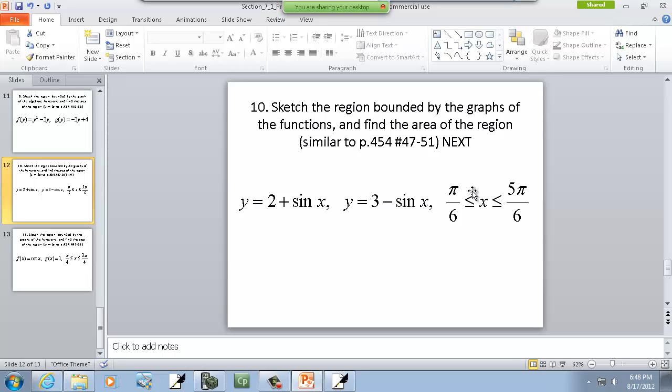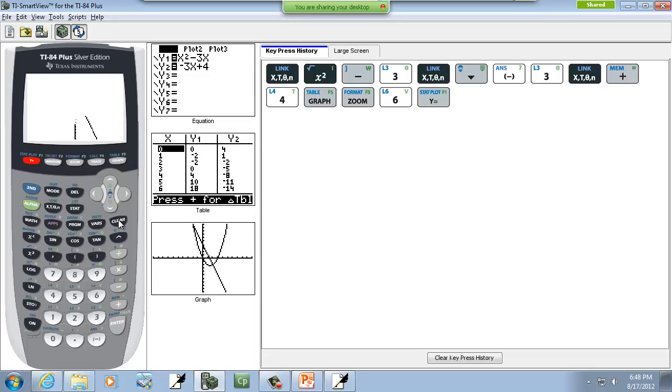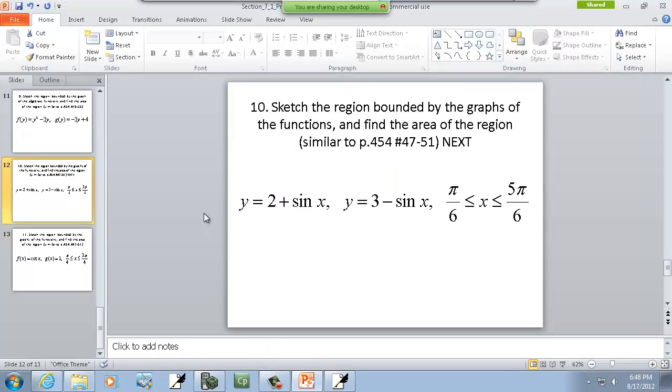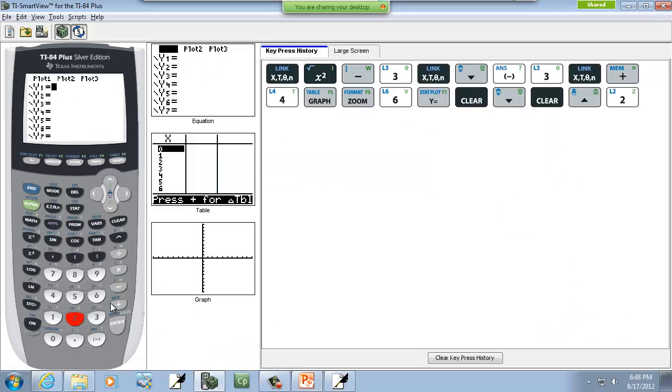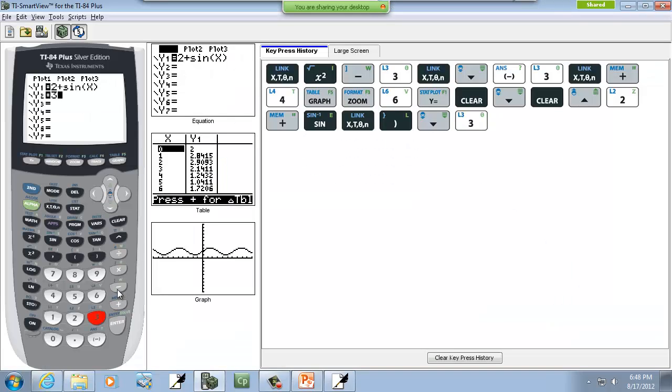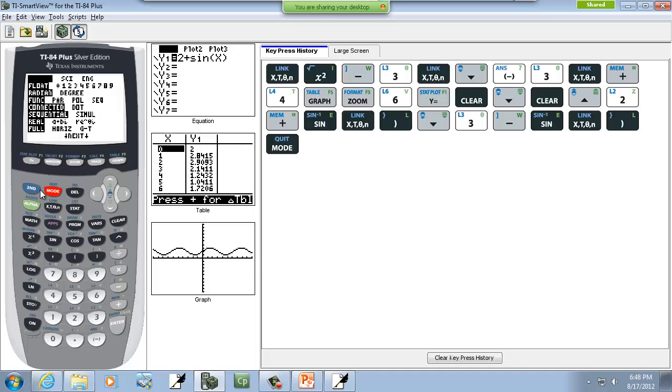So let's graph these. I'll go to y equals, clear, and I'll clear both of those out. And there's 2 plus sine x. So 2 plus sine x. Don't have to have the closing parentheses, but 3 minus sine x. So 3 minus sine x. Now make sure I'm in radians. So I press mode and I'm in radians, so that's good.